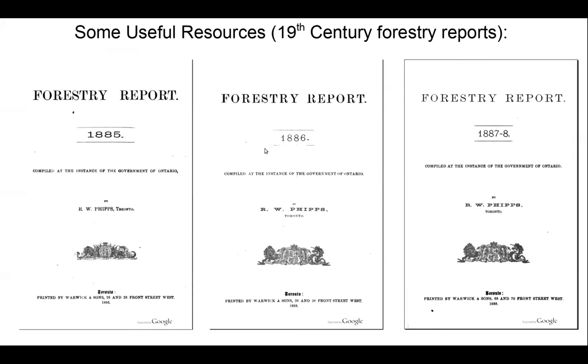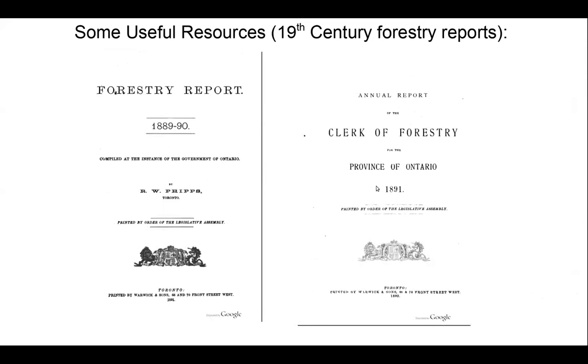There's one from 1885, 1886, 1887 and 8, and 1889, 90, and 91. And if you read all those, that's roughly 1,000 pages of content and much interesting primary evidence regarding what our original forest looked like in Ontario.